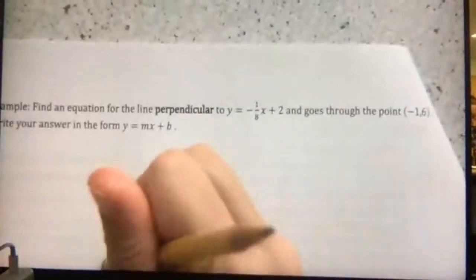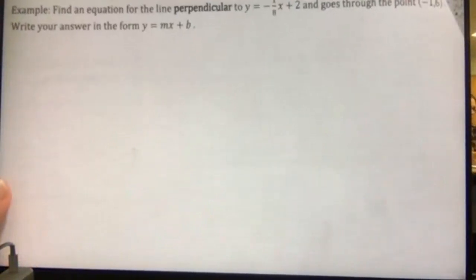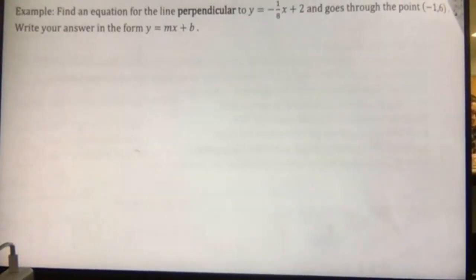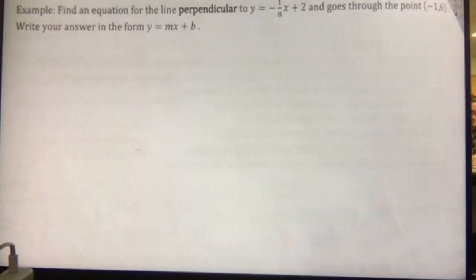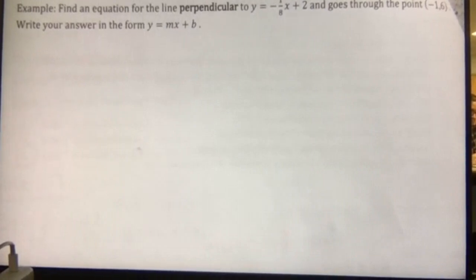All right, so it brings up parallel and perpendicular. It says find the equation for the line that's parallel to y equals negative 1 over 8x plus 2 and goes to the point negative 1, 6. Write your answer in the form of y equals mx plus b.